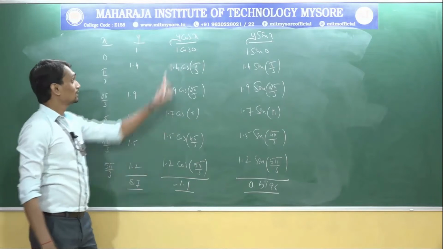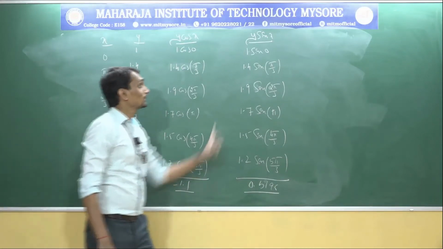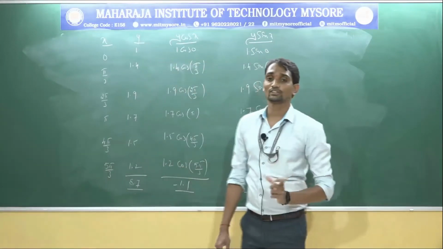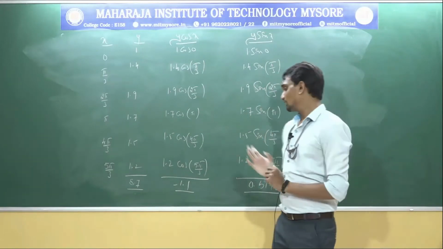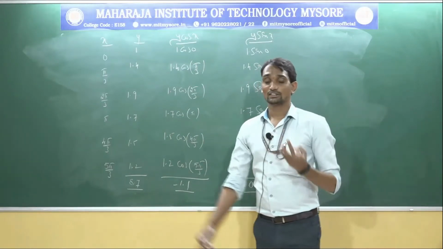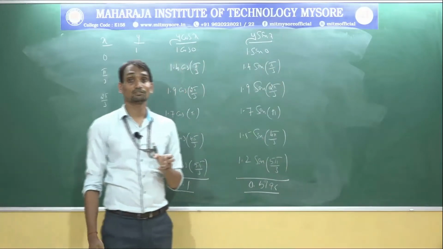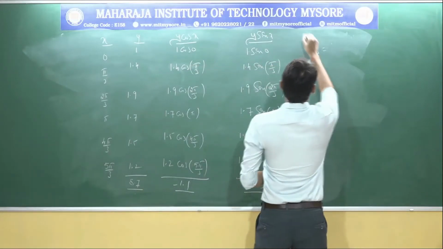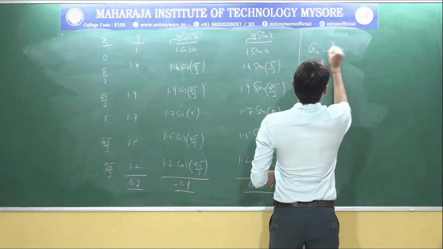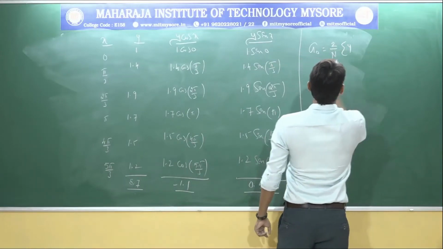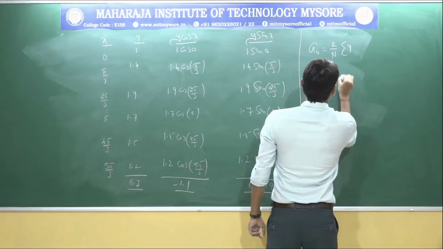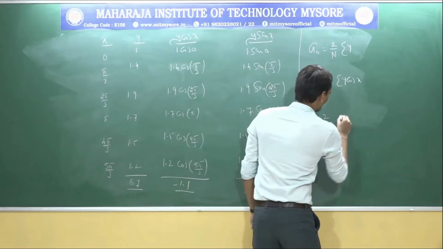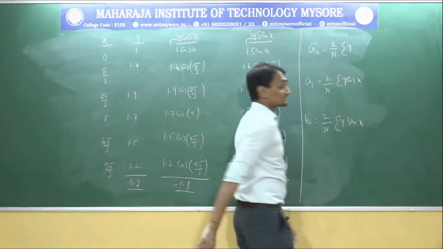Summation of y is nothing but 8.7. Summation of y into cos x is nothing but minus 1.1. Summation of y into sin x means 0.5196. You got the three values. Now after getting all the values, we need to substitute in the formula, that is A naught equal to 2 by n summation of y, A1 equal to 2 by n summation of y into cos x, B1 equal to 2 by n summation of y into sin x.